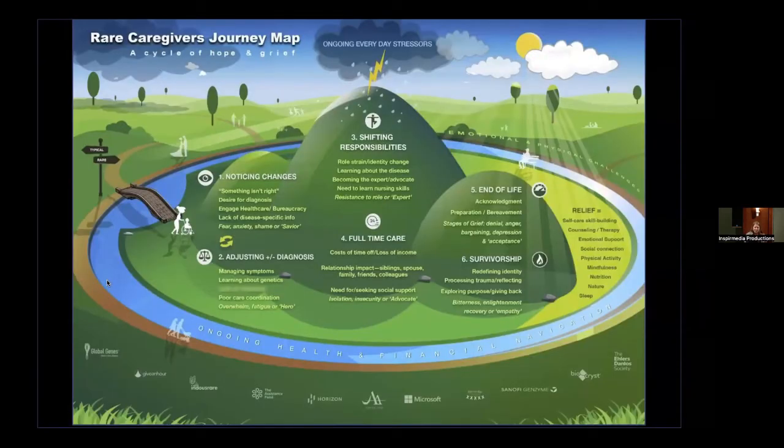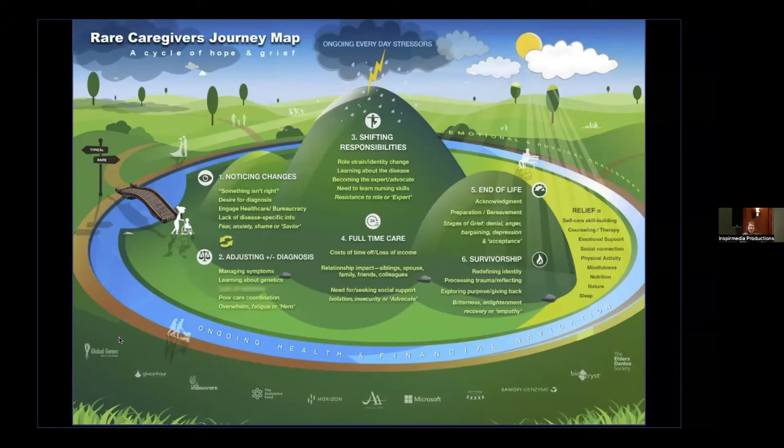So we know that there's a journey, right? There's a caregiver's map that cycles through hope and grief. And for those of you who are here in the room, it's a little bit small, but if you're on your own computer, you can probably read this. The cycle that we've identified most of our families go through, and I'll say this is not necessarily linear, right? Some families might cycle through again and again and again in a cyclical kind of way.